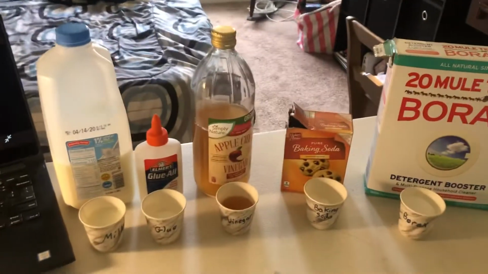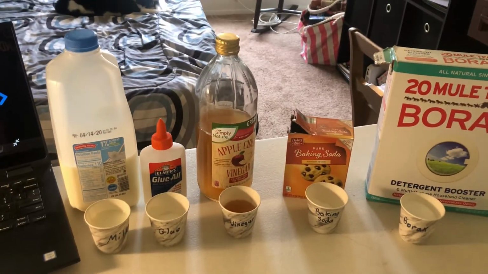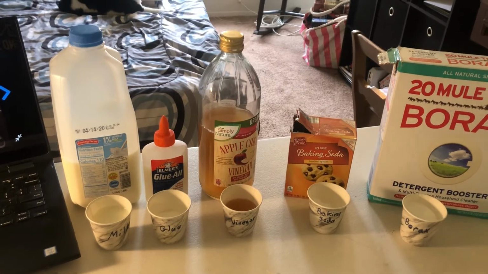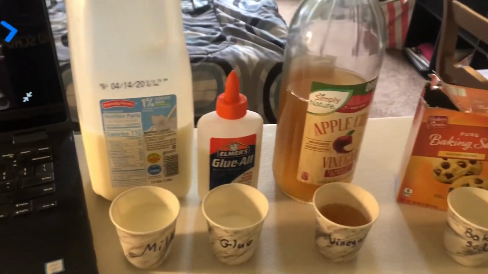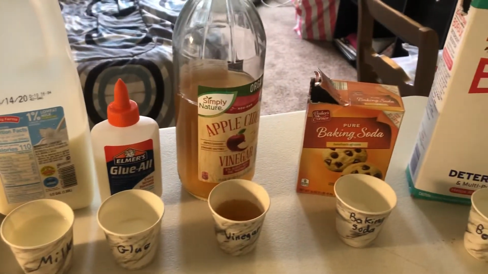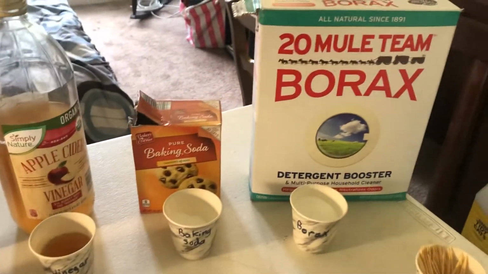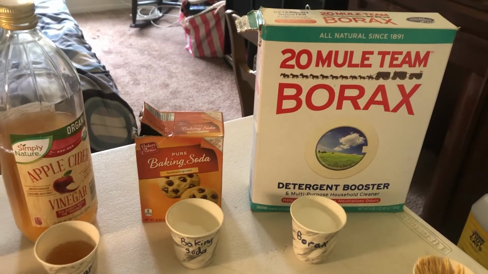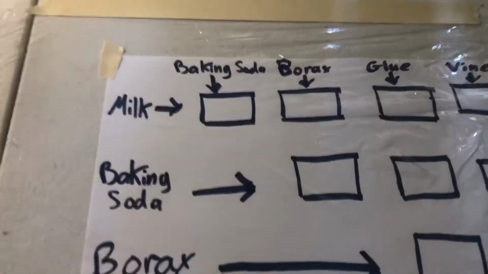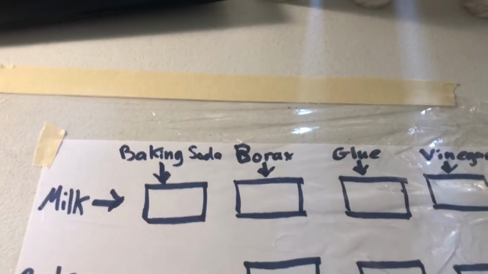All right, so since we are doing this live from home, I'm going to do the experiment for you guys, and you guys are going to keep watch of which ones actually react. The 5 substances we have are milk, glue, vinegar, baking soda, and borax. And for my friends that have made slime at home, I think you know where this is about to go. So our first mixture is going to be milk with baking soda.